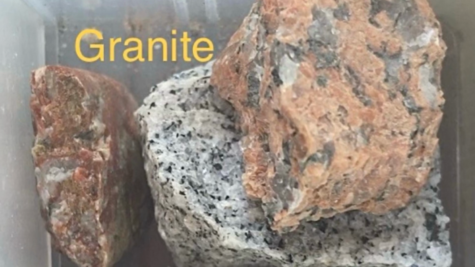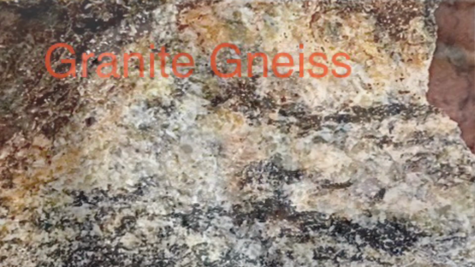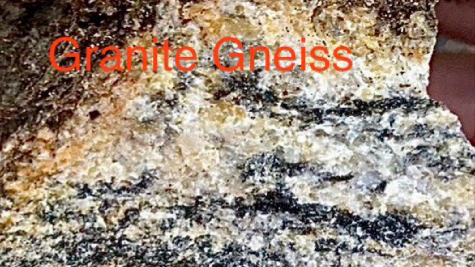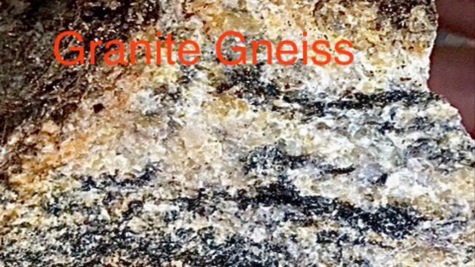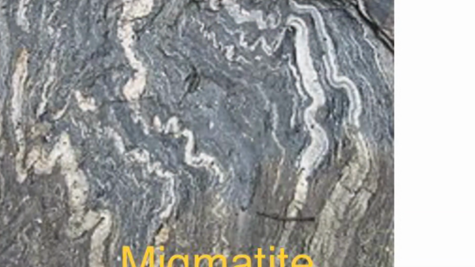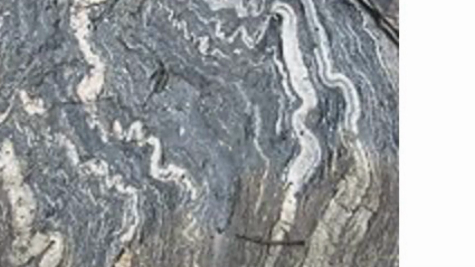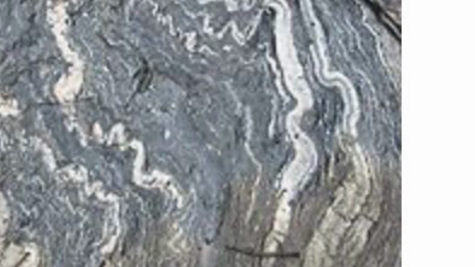Let's take a look at these babies. Here's granite, igneous rock. Here's metamorphic granite, which is granite gneiss. See the metamorphic banding? That's how you can tell. And here's a migmatite. It's kind of a combination of granite and granite gneiss. Those squiggly lines are saying, ouch, I've been through some stuff.